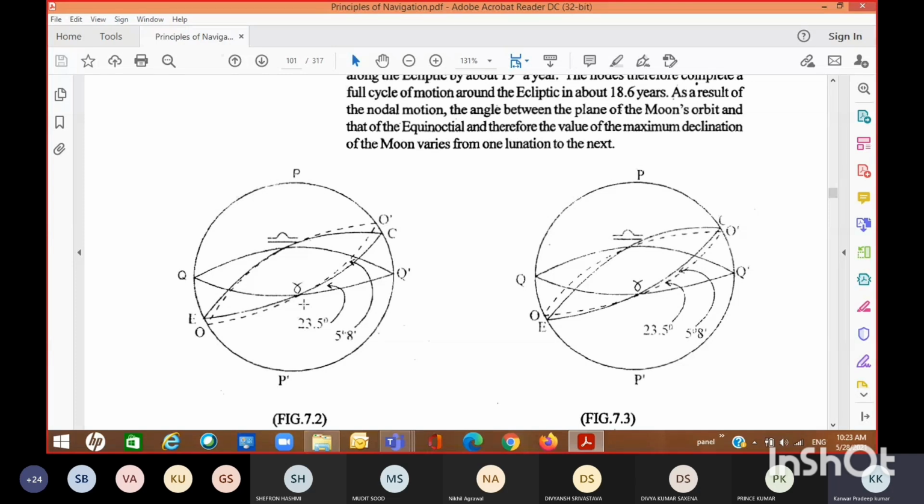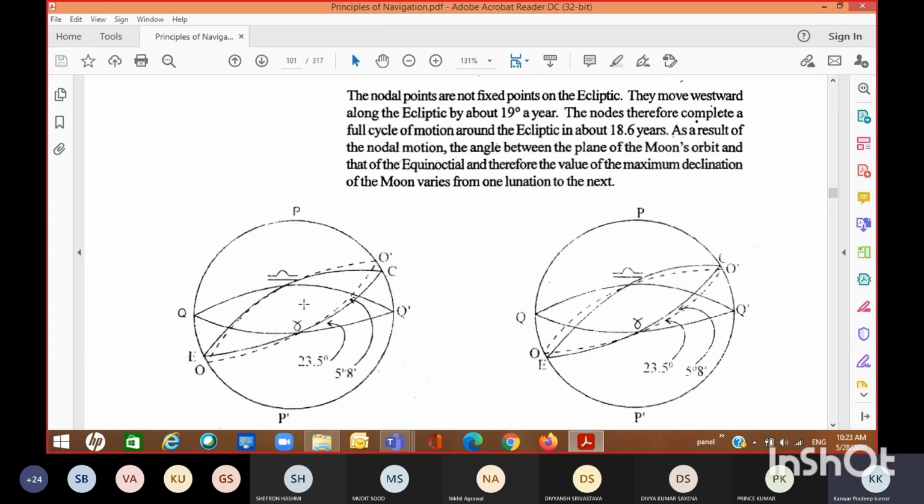That's why I said declination should be same and of the same name, because the node is shifting by 19 degrees every year. If you see here, the node moves westward along the ecliptic at about 19 degrees a year, and it takes 18.6 years for the entire cycle to come back. So if the first point of Aries, that intersection point, has shifted on the ecliptic, then that condition has to be met.